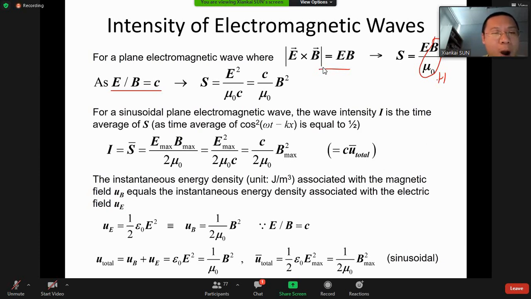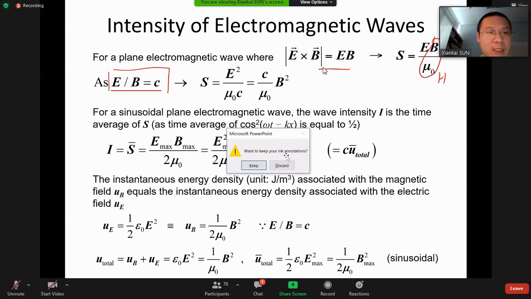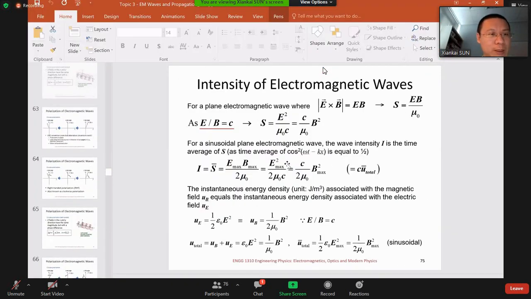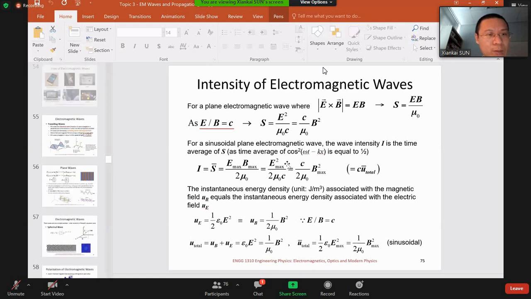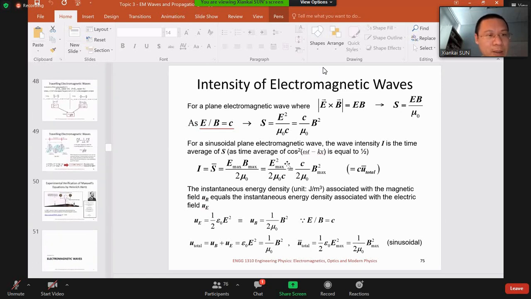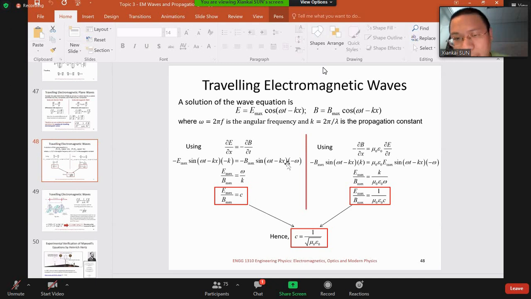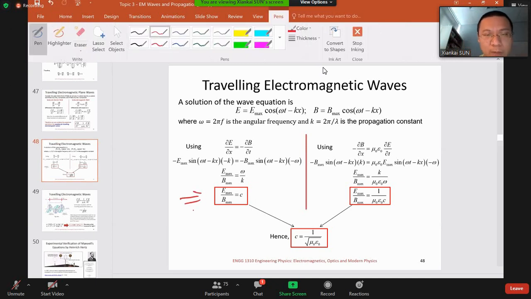Since E over B is equal to C, this you have to keep in mind, because we derived that in the previous slide. E over B equal to C. We derived that at the beginning of this lecture, on page 48. E over B is equal to C. The ratio between the electric field and magnetic field is the speed of light.